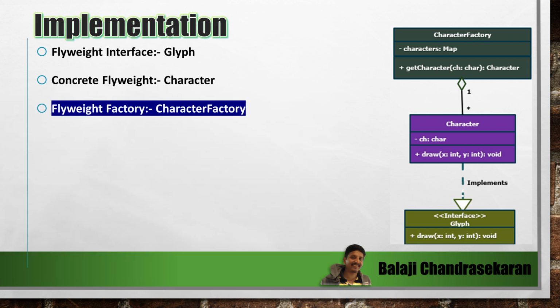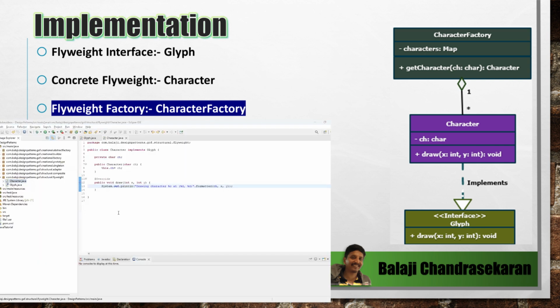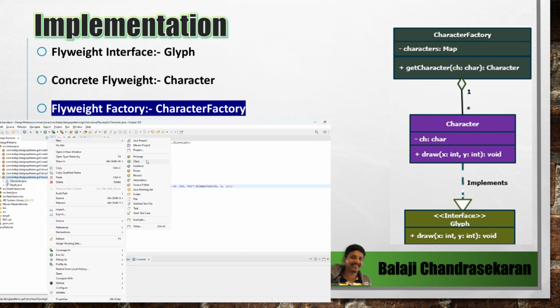Flyweight factory creates and manages flyweight objects, ensuring that they are shared properly. Creating a class CharacterFactory as the flyweight factory, which creates and manages the Character objects, ensuring that characters with the same characters are shared.